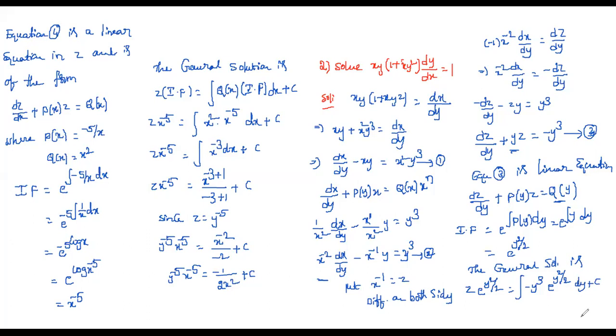Now we need to find the integration for this. So z into e power y square by 2 is equal to integral of minus y cube e power y square by 2 dy plus constant. Here y cube can be written like this: y square into y into e power y square by 2 dy plus constant.